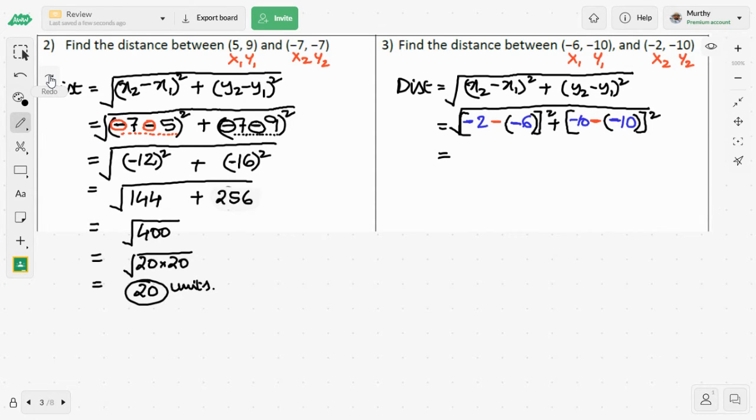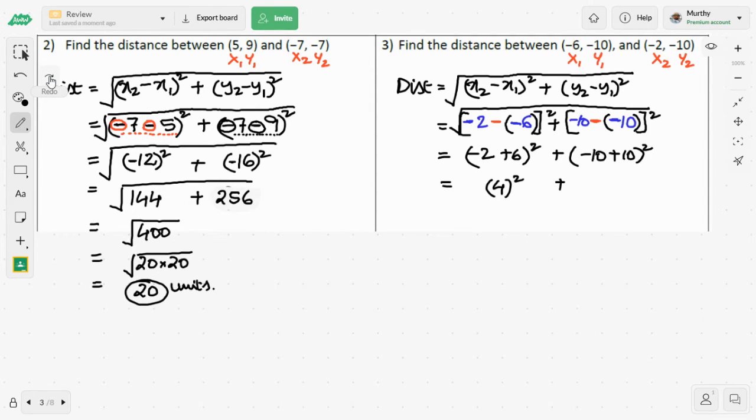Here the negative of negative 2 gives us positive 6 square. Next, negative of negative 10 is positive 10 square, right? Then I see that negative 2 and positive 6 have different signs. Different signs means we go for subtraction. Then 6 minus 2 gives me 4. And the highest value, irrespective of the signs, that sign is to be taken. So that is positive 4 square.